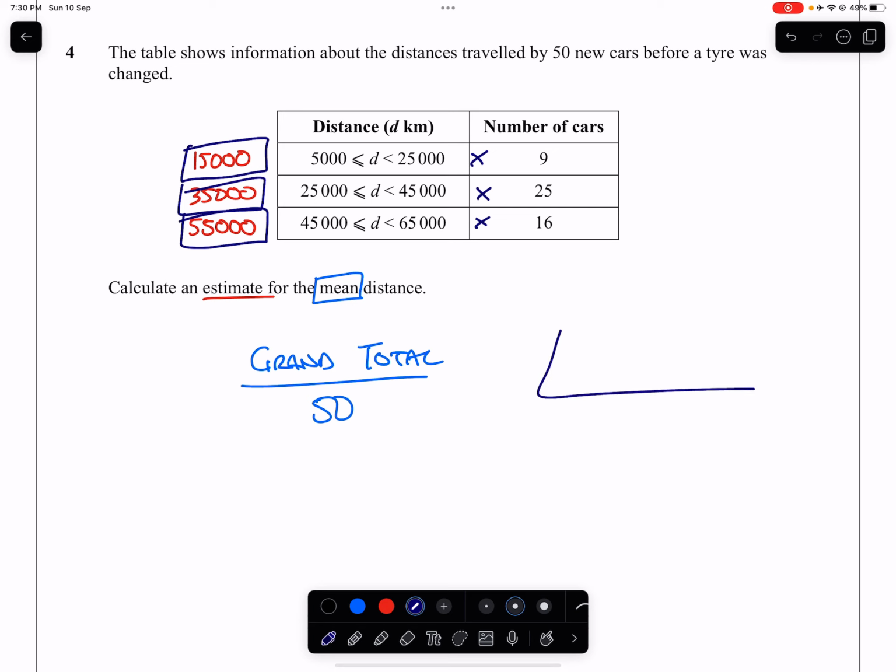We can write this all out here in one big calculation. What I'm going to do here is create, so that's our estimate of the distance, another column here, which I like to call the mini totals.